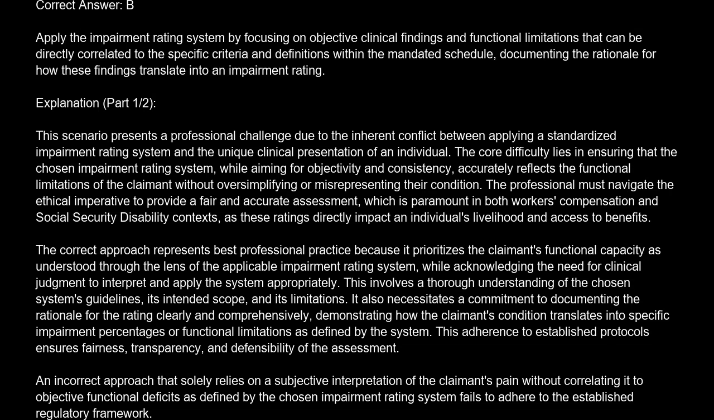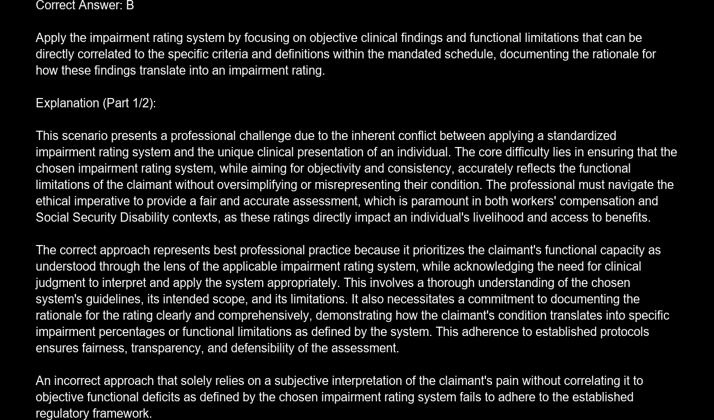The correct answer is B. Apply the impairment rating system by focusing on objective clinical findings and functional limitations that can be directly correlated to the specific criteria and definitions within the mandated schedule, documenting the rationale for how these findings translate into an impairment rating.